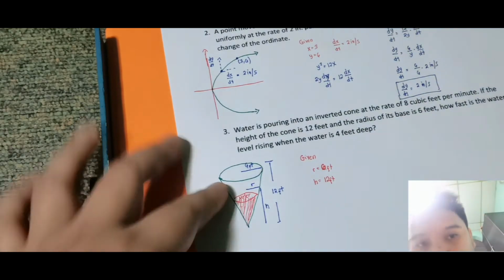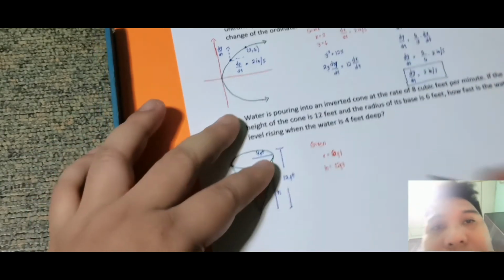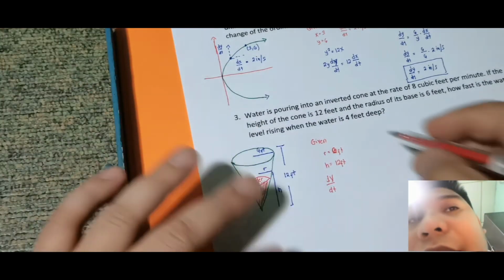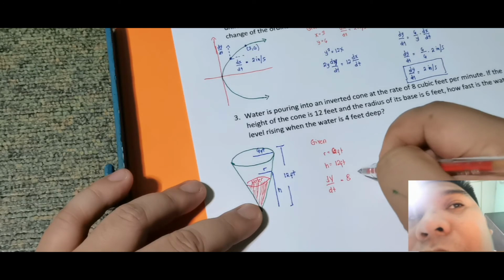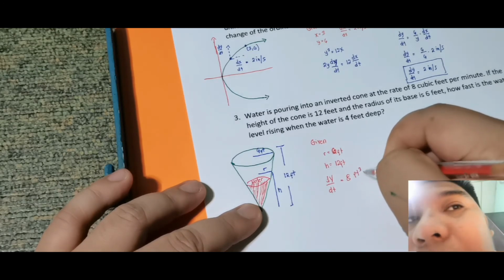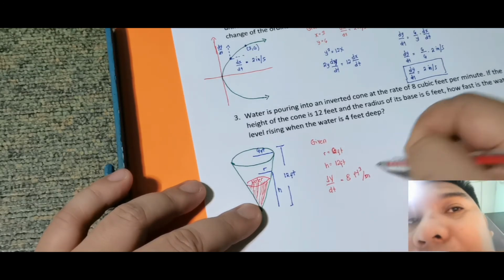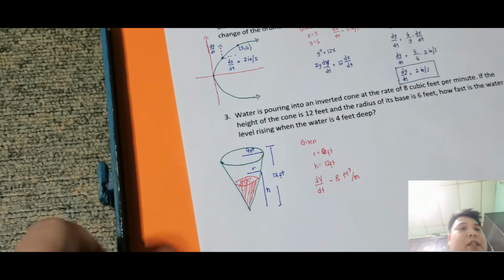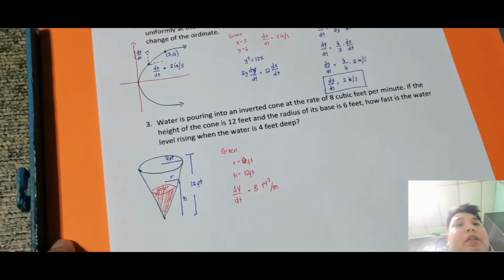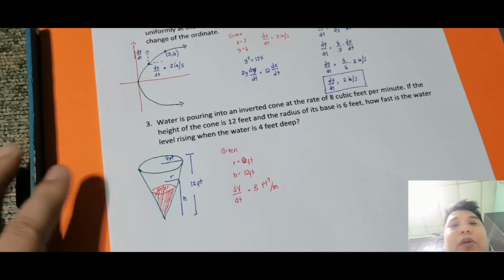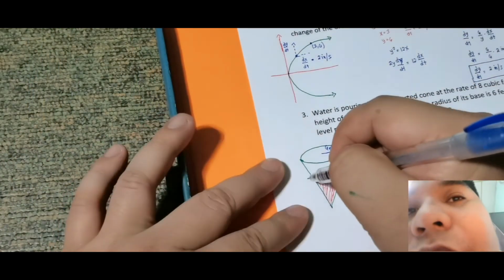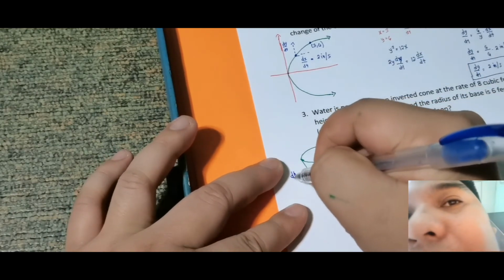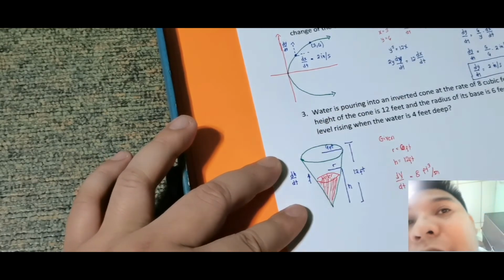Tapos, yung change of volume niya, so that is dV over dt. So, kumbaga yung paglagay sa loob is 8 cubic feet per minute. Okay, so, ang gusto niya malaman is how fast the water level rising when the water is 4 feet deep. Kung gaano kataas to pataas. So, meaning yung dH, ang hinahanap natin is dH over dt.